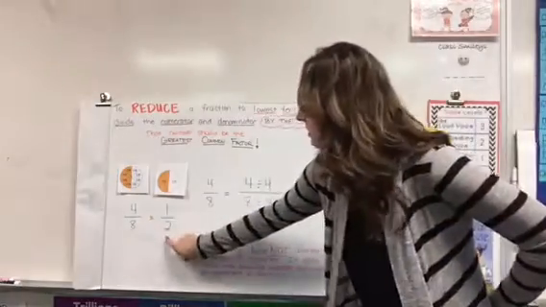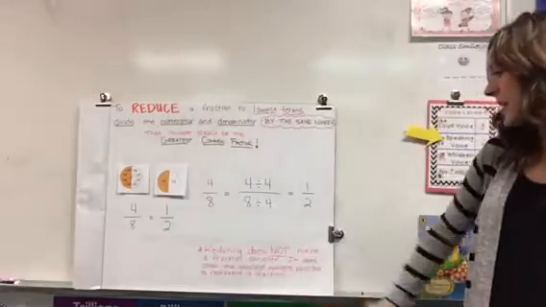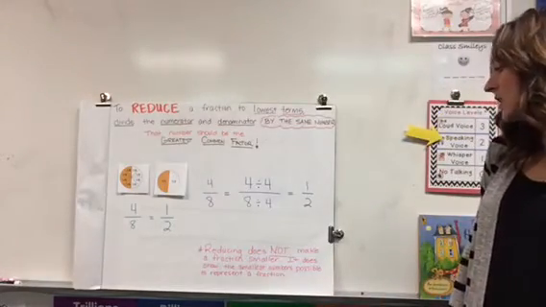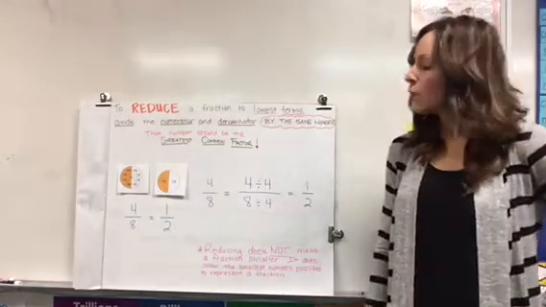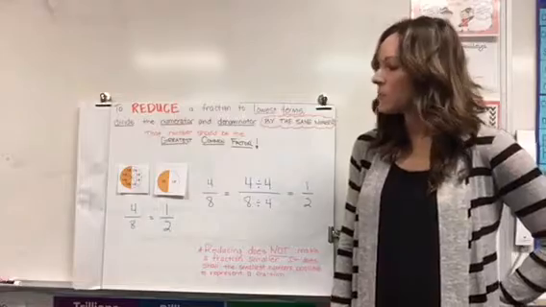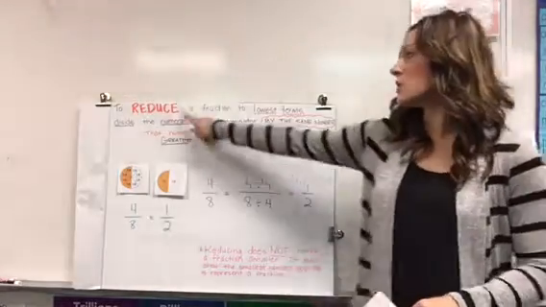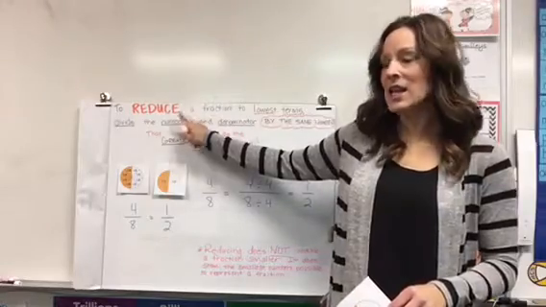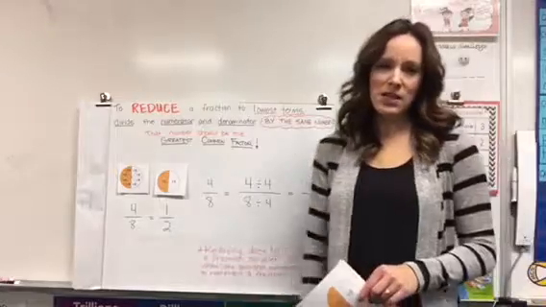So 4/8 equals 1/2. So reducing does not make a fraction smaller. It does show the smallest numbers possible to represent a fraction. When we're adding, subtracting, multiplying, dividing, whenever we're doing anything with a fraction, it's important to reduce whenever you can to make the fraction into lowest terms. This makes a fraction easier to work with.